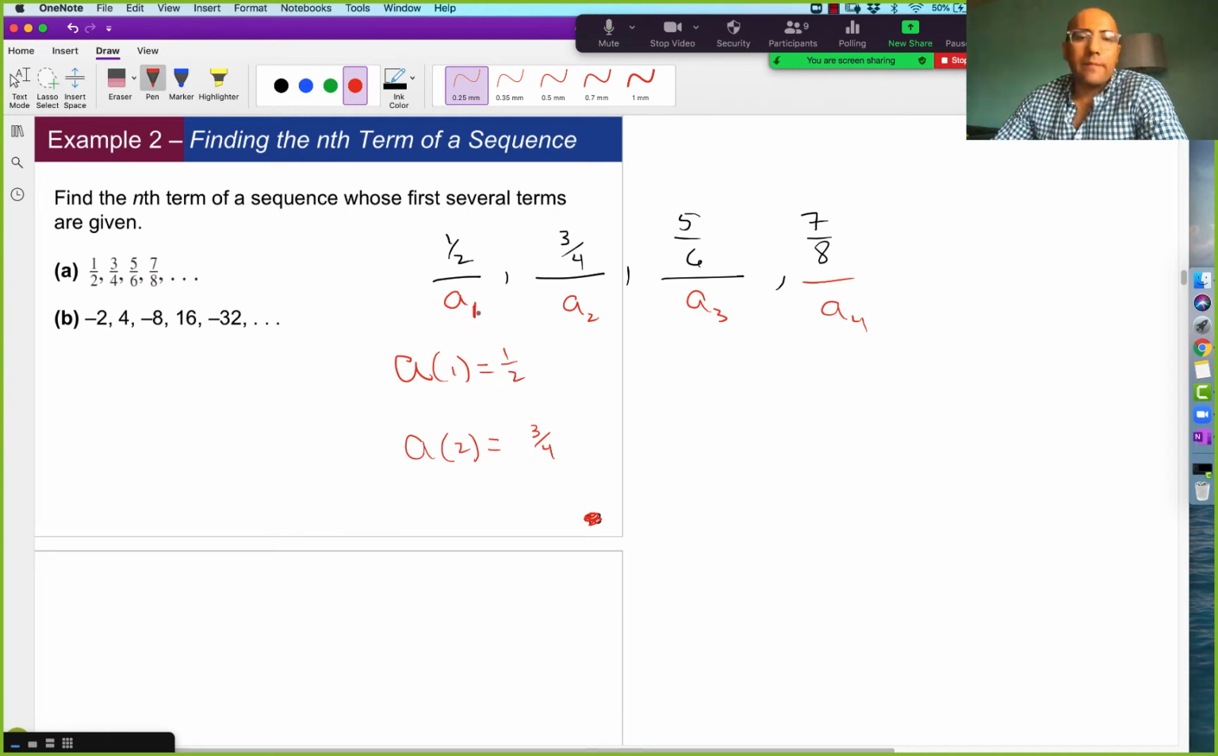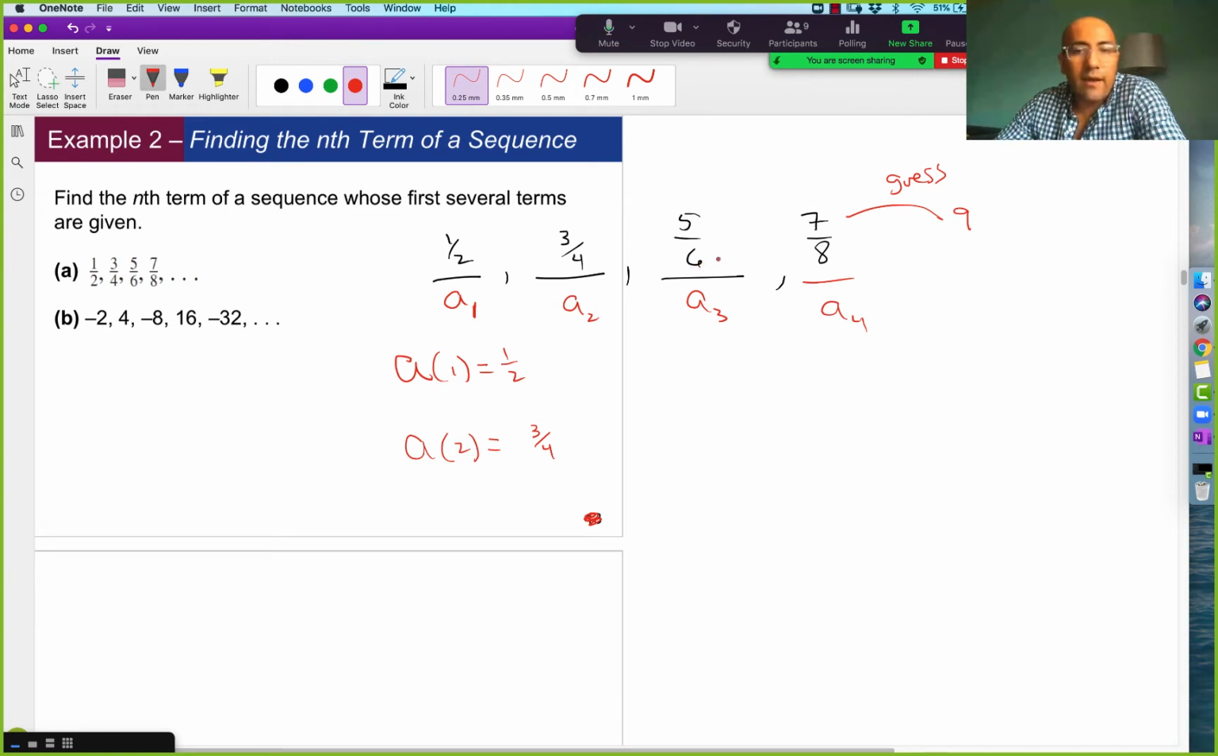Okay, so how do we get 1 to map to 1 and 2 to map to 3? I would break it down between the numerators and the denominators. If we notice, the numerators are all the odd numbers, 1, 3, 5, 7. From that pattern, my best guess is that the next one's going to be a 9 in the numerator. And in the denominator, it looks like 2, 4, 6, 8.